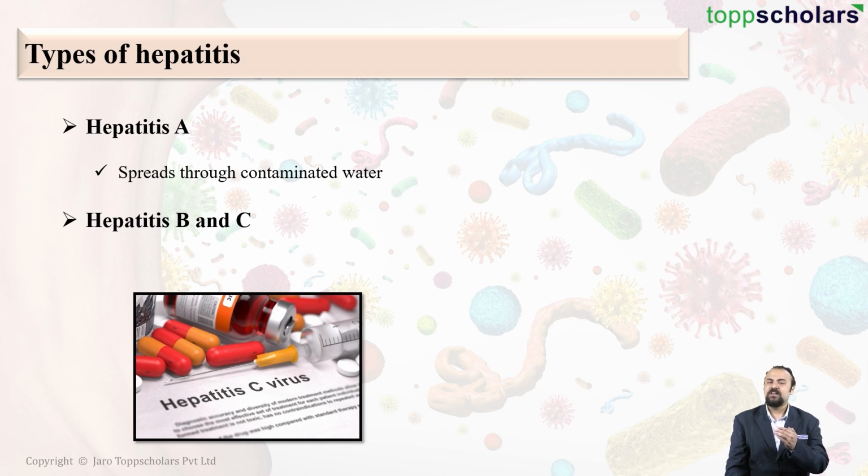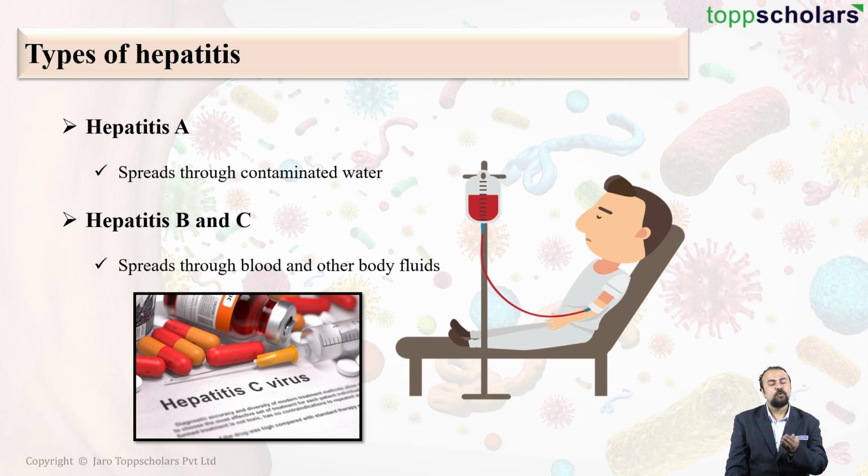All of these, including hepatitis B and C, do not spread through contaminated food or water. In fact, they spread through blood and other bodily fluids. Students, the other types, that is hepatitis B, C, D and E, can also spread through sexual contact and therefore they can also be considered as a type of STDs, meaning sexually transmitted diseases.